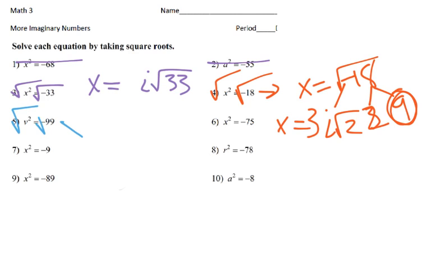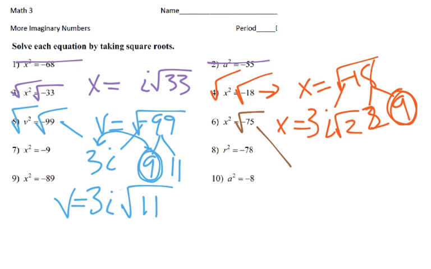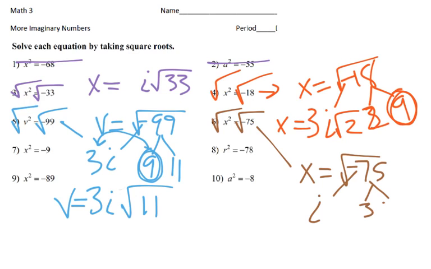Okay, 5, take the square root, v equals square root of negative 99. Negative would be i, 9, and 11. That would become 3. So 3i square root of 11 is what v would equal. Number 6, take the square root, x equals square root of negative 75. That would be i. 75 is 3 times 25. We know the square root of 25 is 5. And we'd be left with the 3.